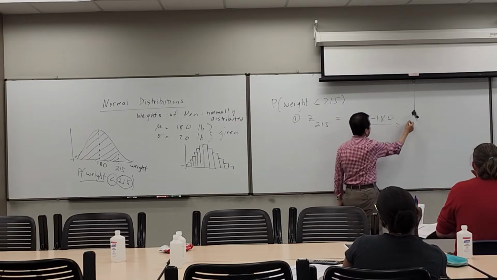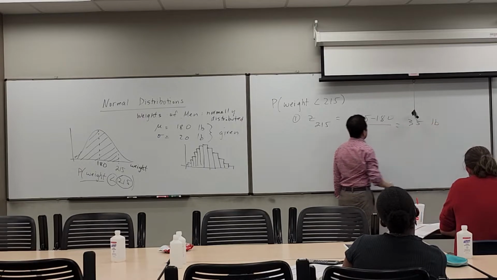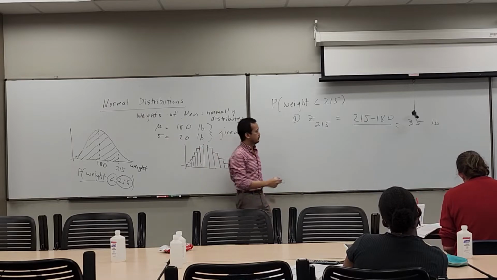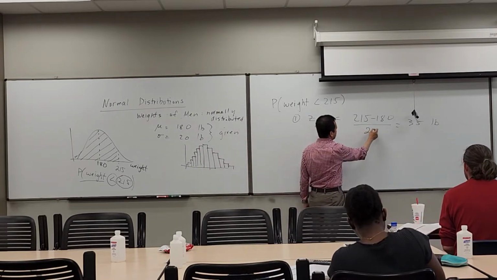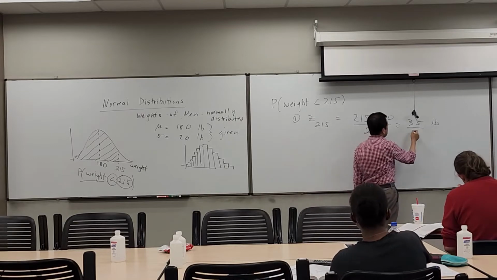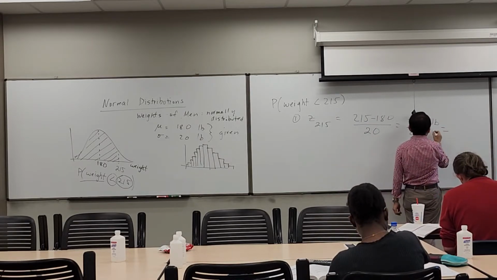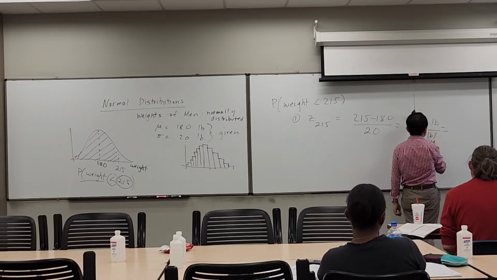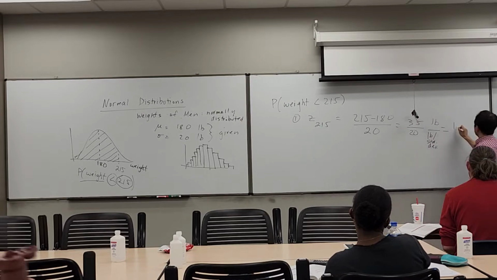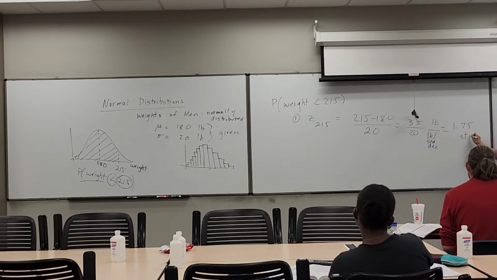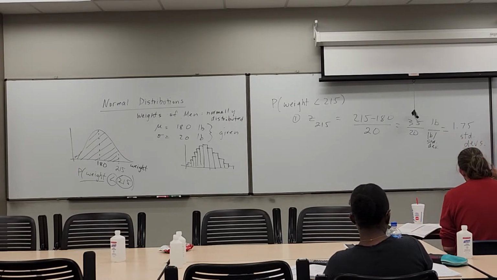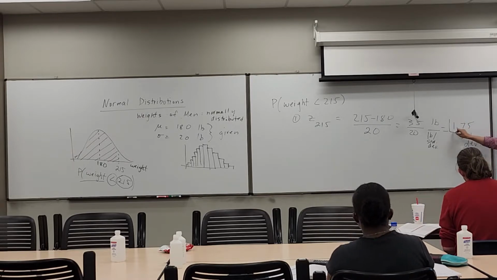So this is the number of pounds from the mean, 35 pounds. But there's 20 pounds for each one standard deviation, so to find the number of standard deviations away from the mean, we divide by the number of units for each one standard deviation. This is pounds per standard deviation. So the total number of standard deviations is 1.75. And this is the z-score, because the z-score by definition is the number of standard deviations that data point is away from the mean. So the z-score is 1.75.